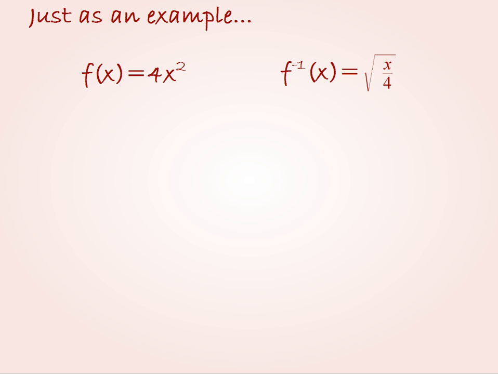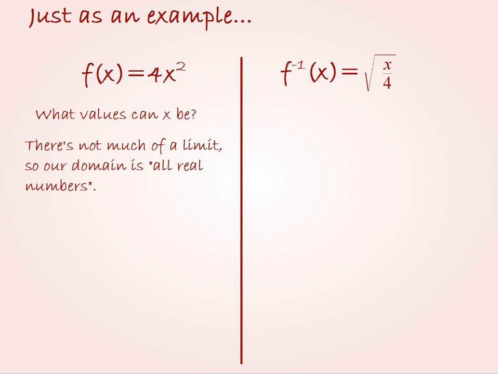So let's hurry and look at domain and range for just a second with the example that we did a second ago. First of all, let's look at 4x squared. What x values can we put in for x in this case? Is there a limit? No, not really. We can put in pretty much any number for x, right? So we say our domain is all real numbers.